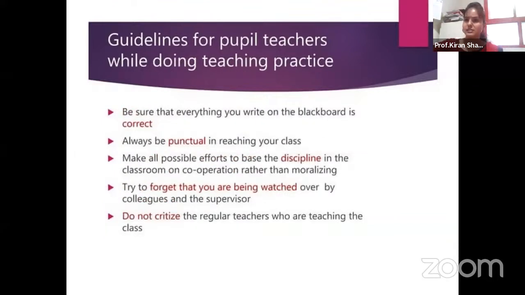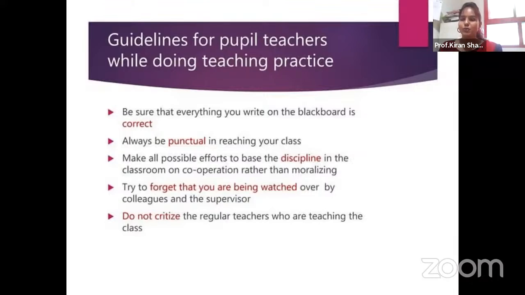You should write the summary points on the whiteboard. Be sure that everything you write on the whiteboard is correct. Always be punctual in the class. So what is the psychology of the student? Suppose the class is going to start at 10 a.m.